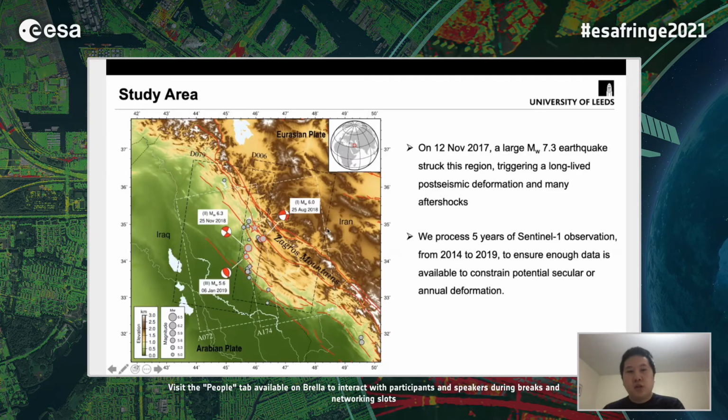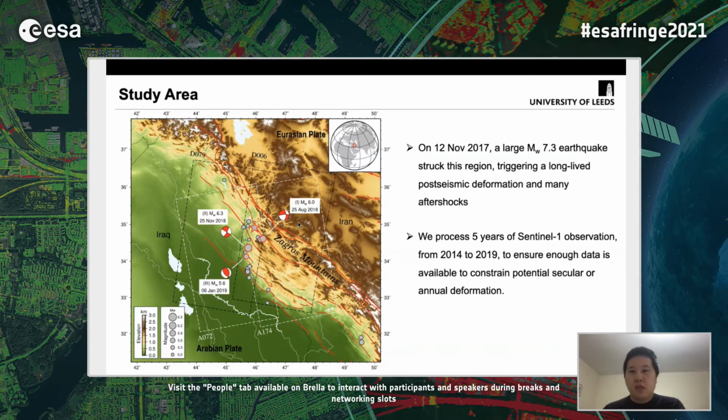So to fully explore the potential of InSAR for detecting earthquakes, we perform InSAR time series, as it can extract the co-seismic signal from various sources of noise. The study area we chose is southwestern Iran. In 2017, a large magnitude 7.3 earthquake struck this region, triggering a large co-seismic deformation, and later many aftershocks that are suitable for our study.